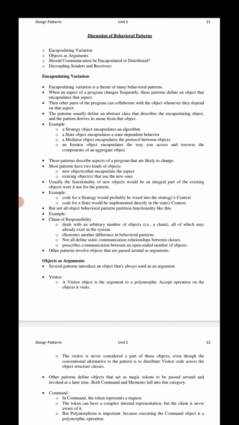Usually the functionality of new objects would be an integral part of the existing objects wherever they are supposed to be used. For example, let us take the code for the strategy design pattern. It would probably be designed into the strategy's context, where the strategy object encapsulates an algorithm. Next, the code for the state design pattern. The state object encapsulates state-dependent behavior, and certain operations will be performed. A state design pattern would be implemented directly in the state context.